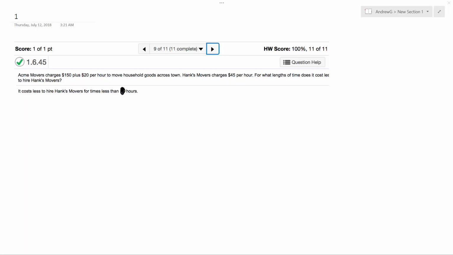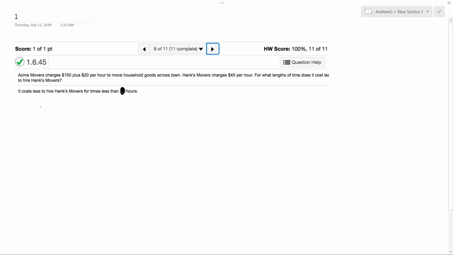So Acme Movers charges a $150 initial fee and then $20 for every hour to move household goods across town. Hank's Movers charges $45 flat. For what length of time does it cost less to hire Hank's Movers? So this is probably just a shorter trip.